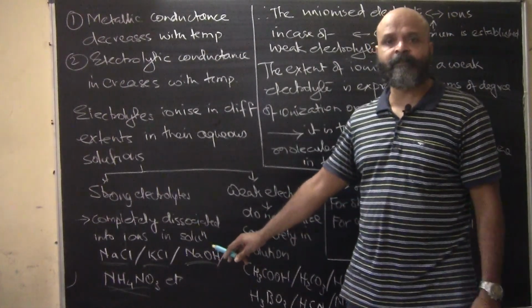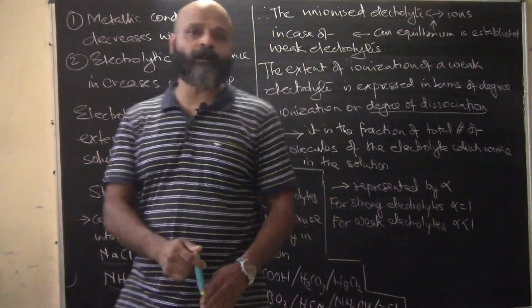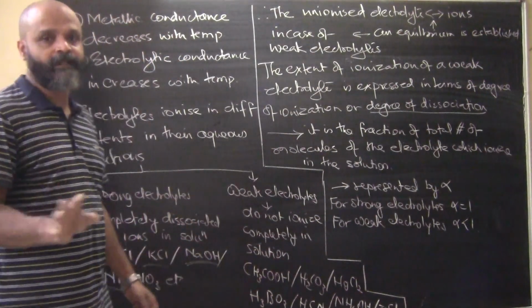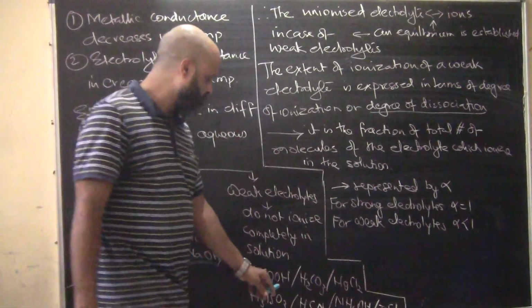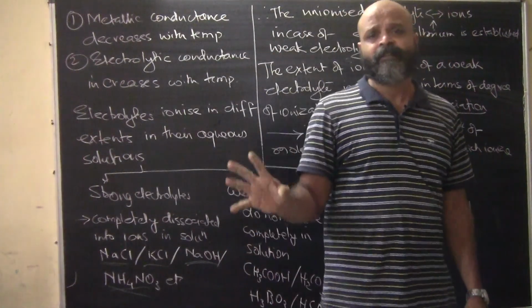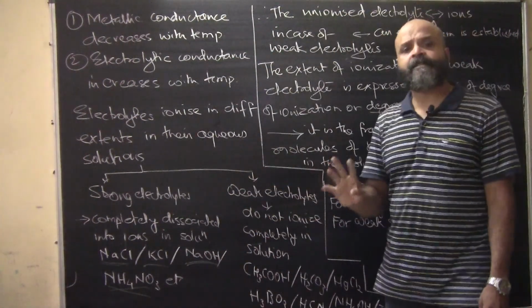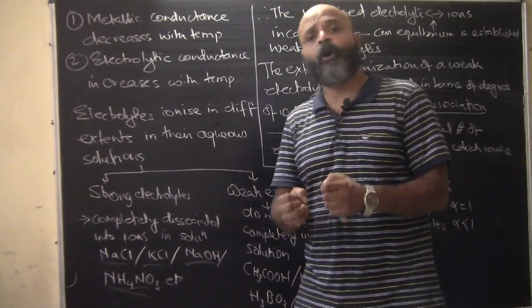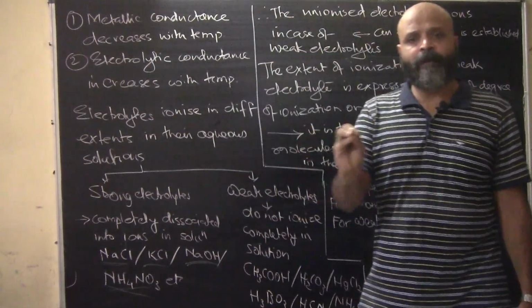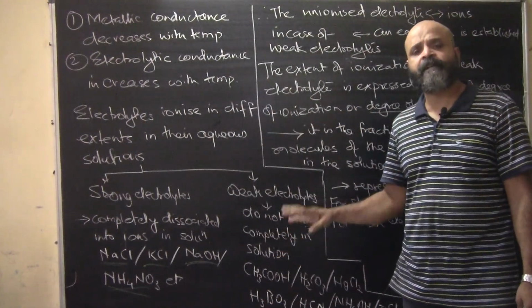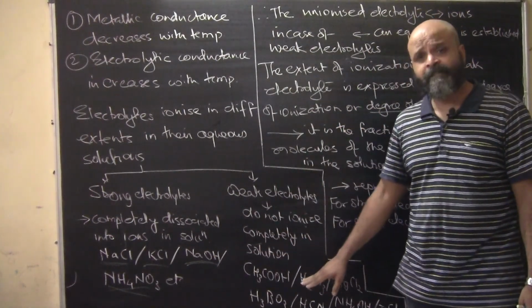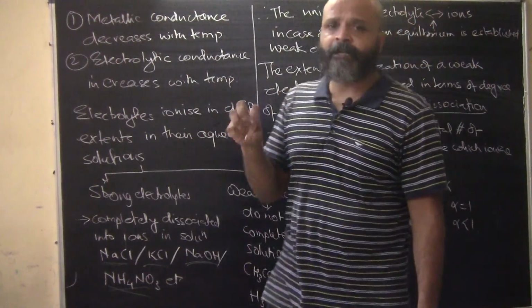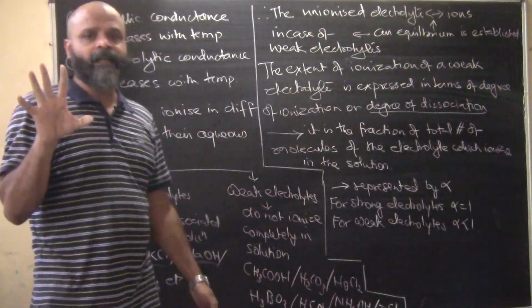However, this doesn't happen with weak electrolytes. Weak electrolytes do not ionize completely in solution. For example, we have acetic acid, weak acids, weak bases. The reason we call them weak acids or weak bases is because they do not ionize completely to form H+ or OH- ions, which means that they are not undergoing 100% dissociation. A part of it will be retained in the original electrolytic form.